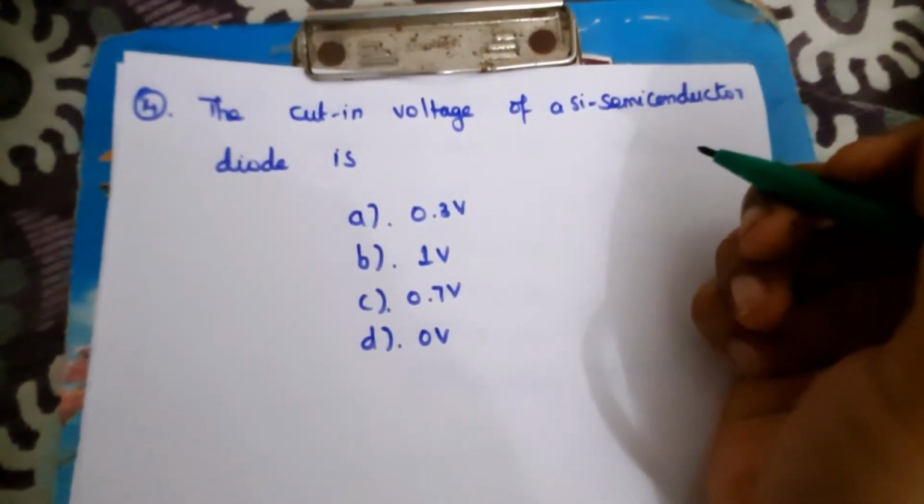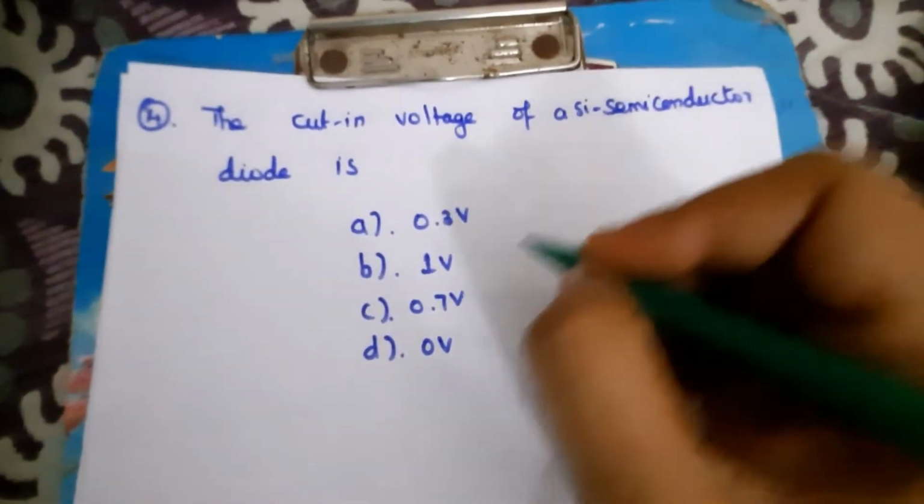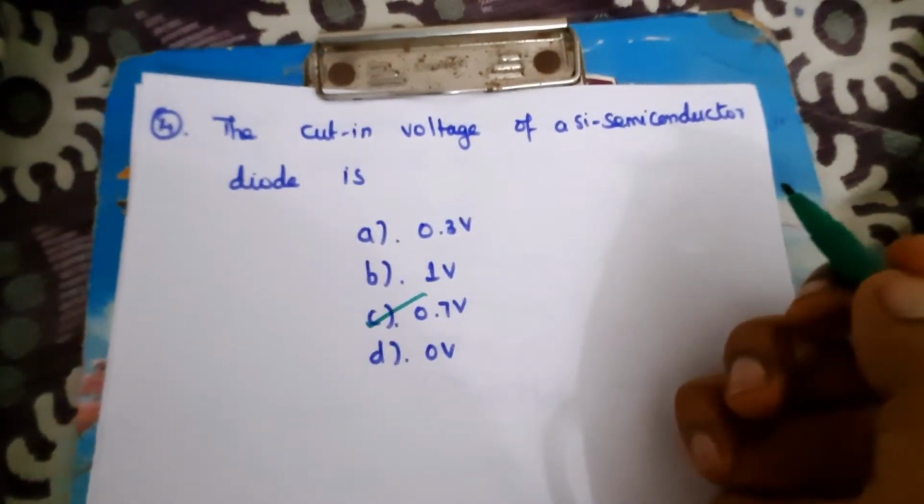The fourth one, the cut-in voltage of a silicon semiconductor diode is 0.7 volt. So here the answer is C.